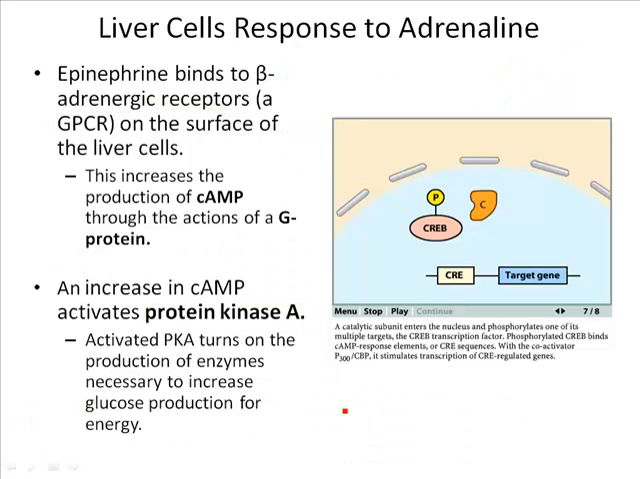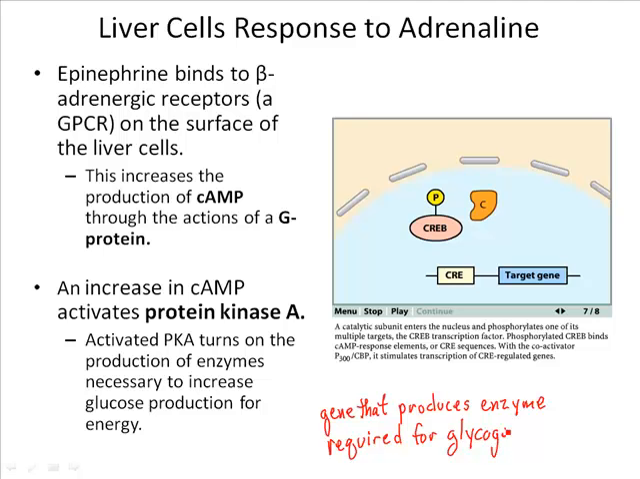This target gene that's shown here is a gene that produces the enzyme required for glycogen breakdown. So as you can imagine, we need more glycogen breakdown in order to respond to adrenaline.